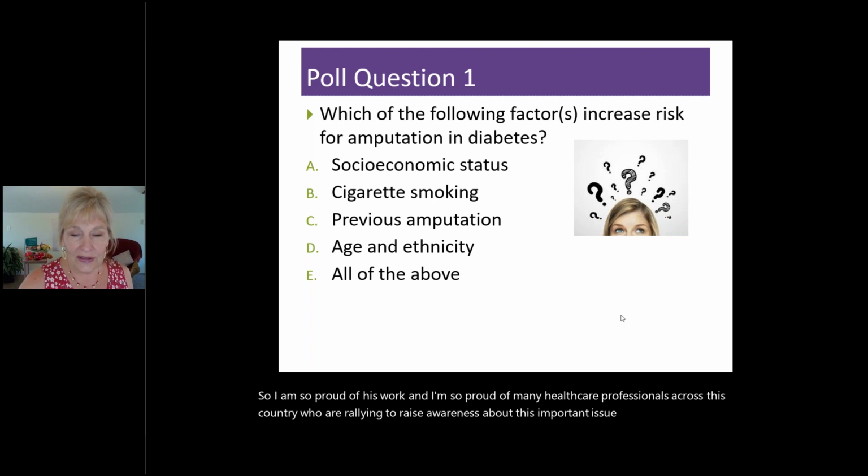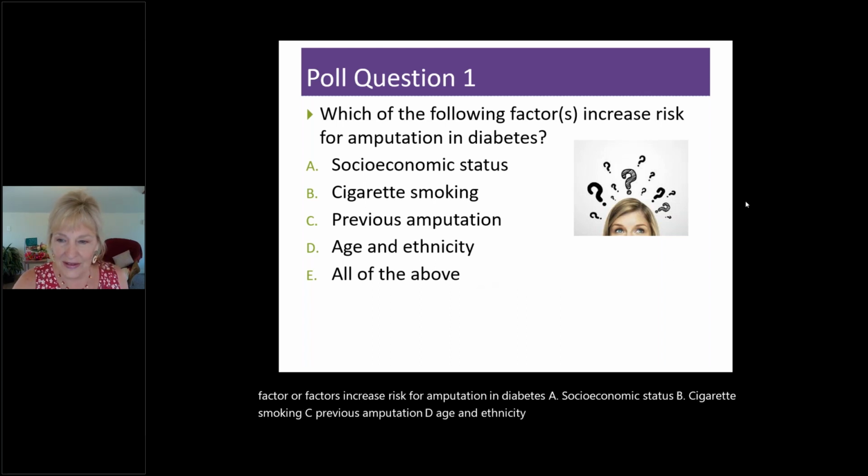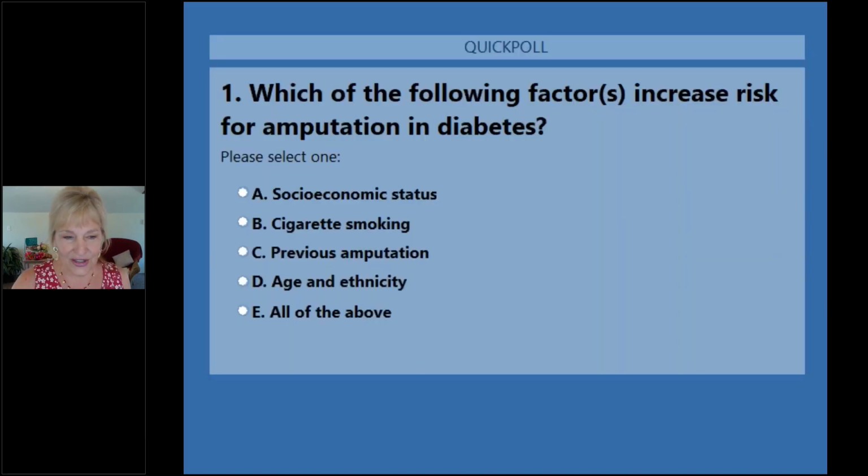Which of the following factors increase risk for amputation in diabetes? A, socioeconomic status, B, cigarette smoking, C, previous amputation, D, age and ethnicity, E, all of the above. Let me go ahead and launch this poll question and see what you all say.